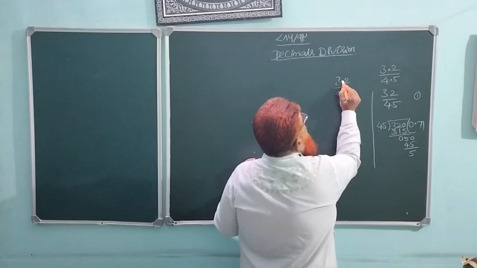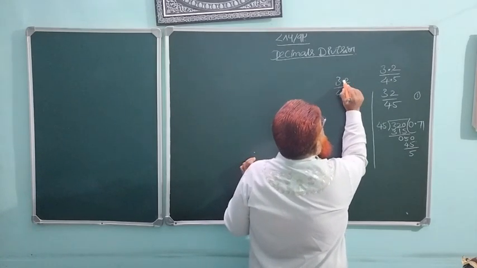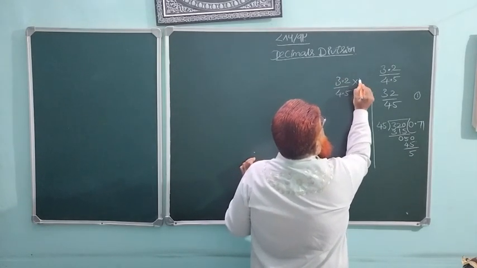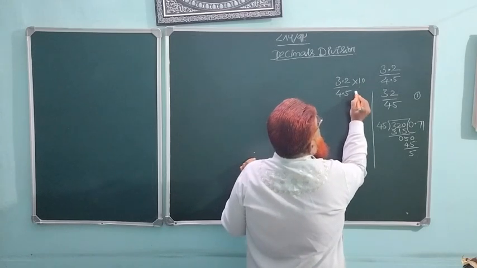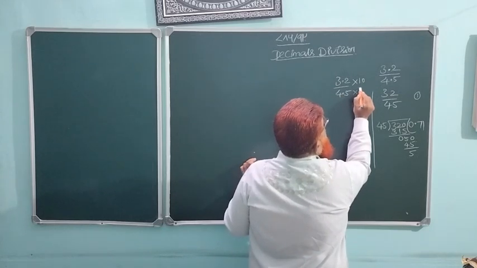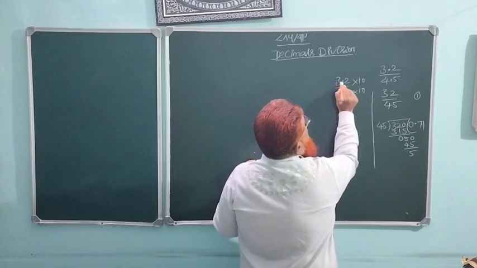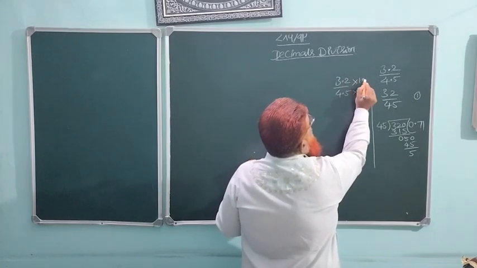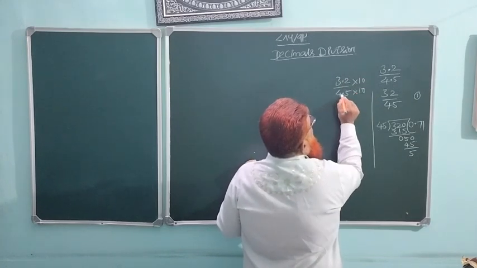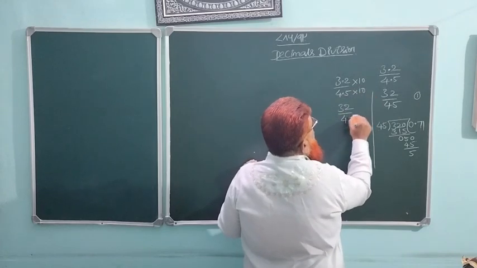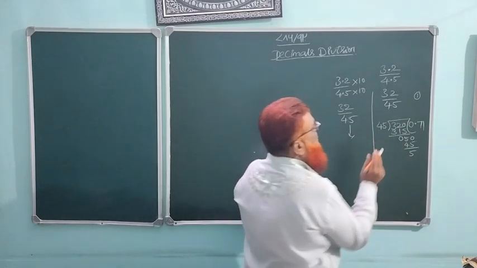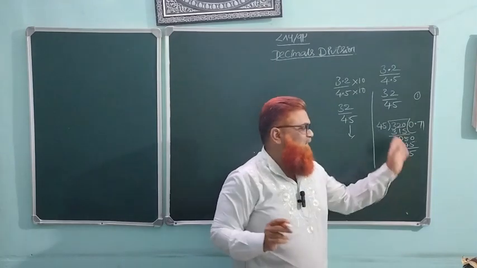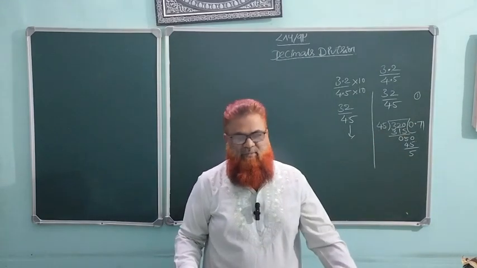So here the place value after the decimal is 1 by 10, so multiply this by 10. And this place value is also 1 by 10, so multiply this also by 10. When we multiply, 3.2 into 10 is 32, and 4.5 into 10 is 45. Again the same process, when you divide 32 by 45, you get the same value.